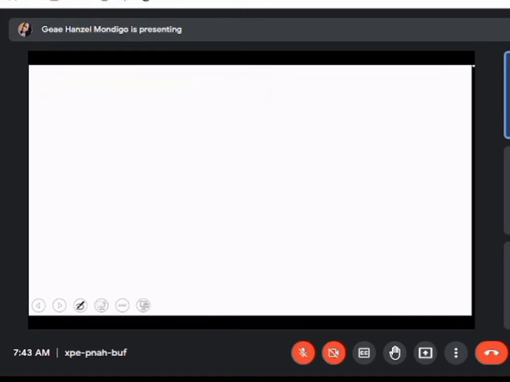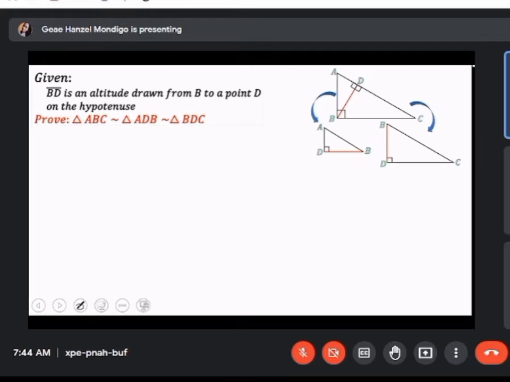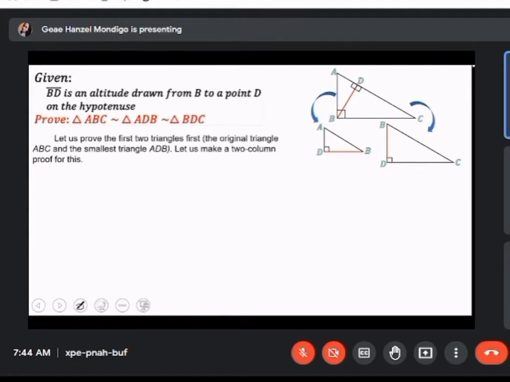And now, since this is still a theorem, let's prove if this is correct. We have triangle ABC is similar to our triangle ADB and similar to our triangle BDC. So let's prove if this is true. At this point, we're going to prove first our original triangle and our smallest triangle, right?